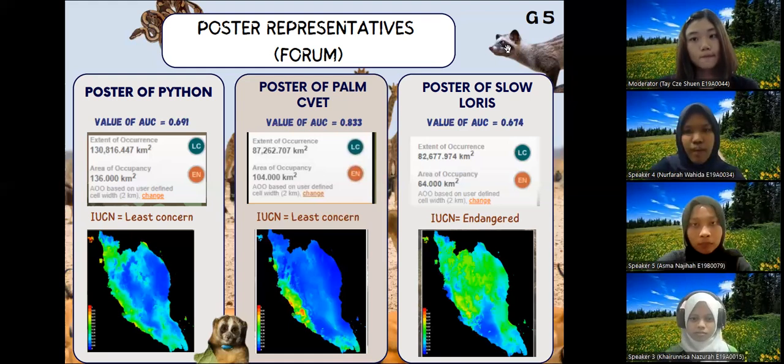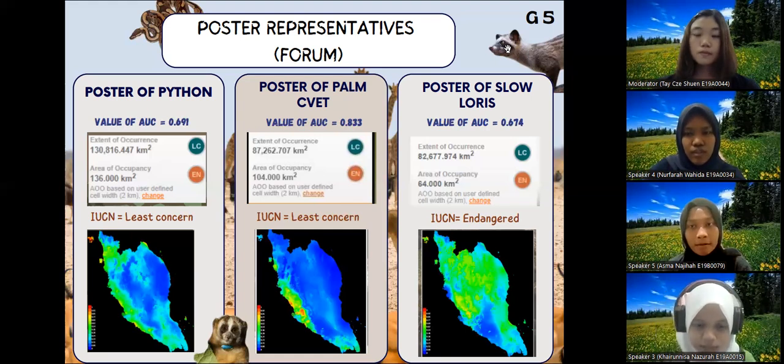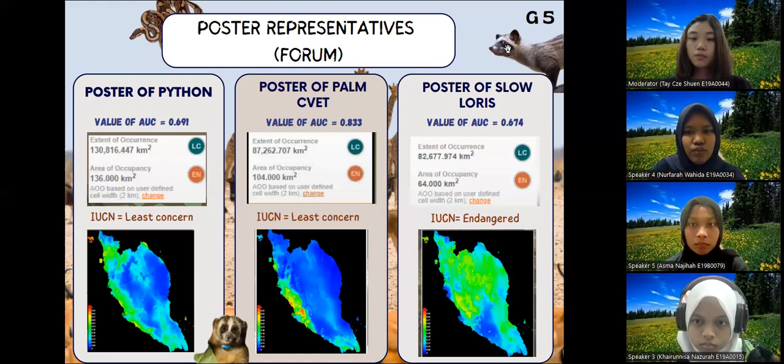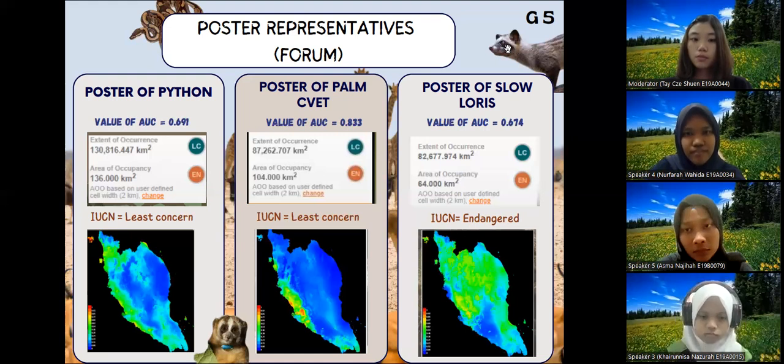Okay, based on this area, the EOO of this species was about 130 square kilometers, and the AOO was about 136 square kilometers. So we can see that both AOO and EOO have the higher value among the three species. The higher value of AOO and EOO shows that this species has a larger area that is suitable for its habitat.